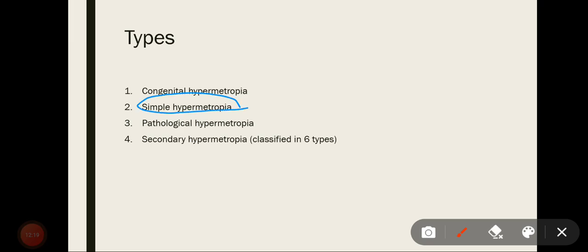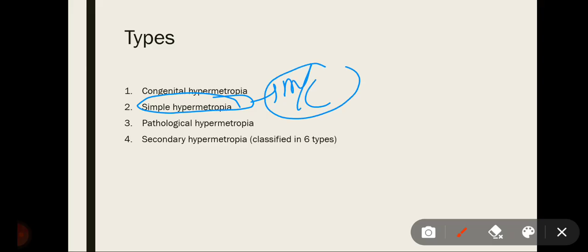Next we come to simple hypermetropia. Simple hypermetropia is the most common form, and it results from the normal biological variations in the development of the eyeball and may occur as developmental axial hypermetropia and developmental curvatural hypermetropia.